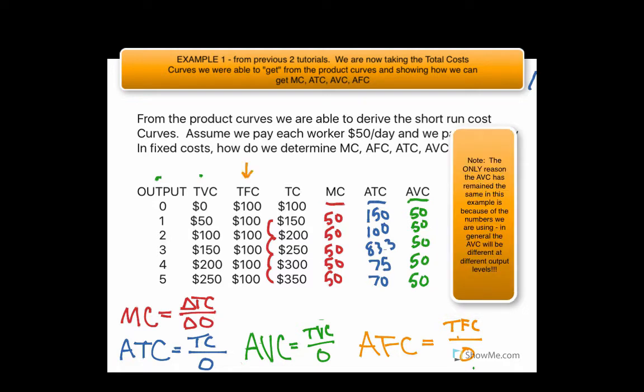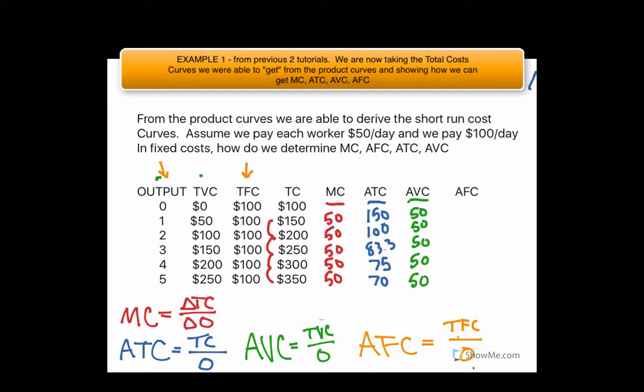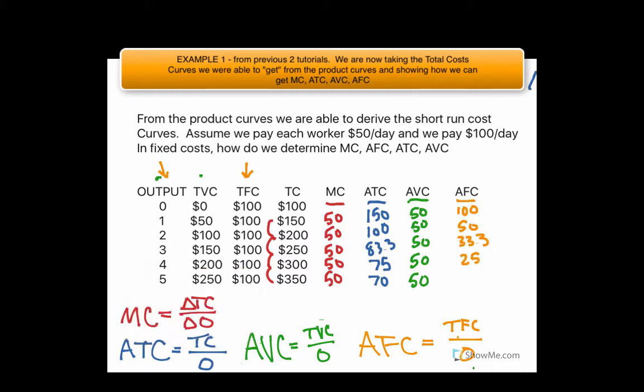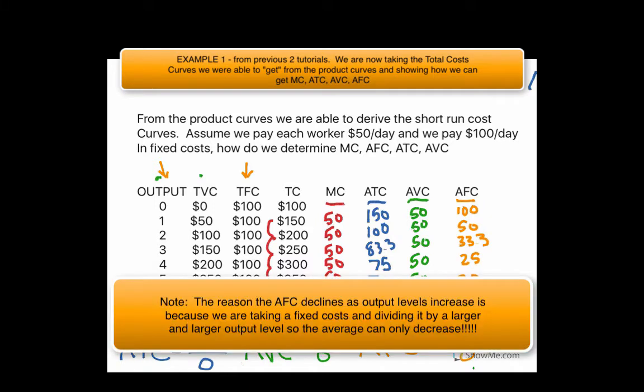So average fixed cost is the total fixed cost divided by output. So it's this column divided by output. So here's where we have all the fixed costs at the beginning, and then as you get more output, you'll see that it will spread out over time. So the average fixed cost will decrease. So again, for the first one, we don't have any average fixed cost, we don't have any output. But then from there, it's 100, 50, 33.3, 25, and 20.